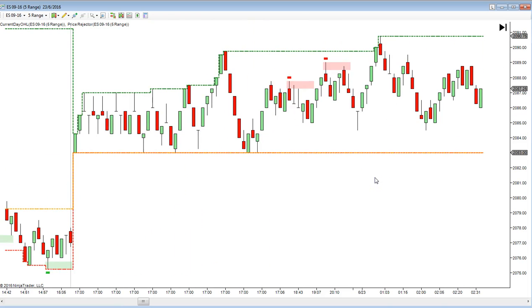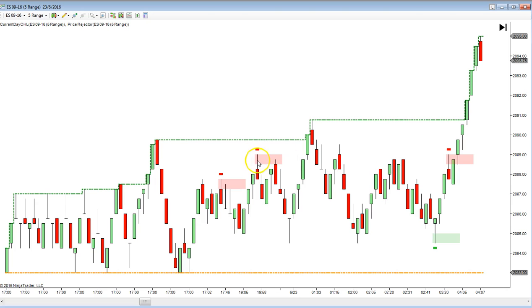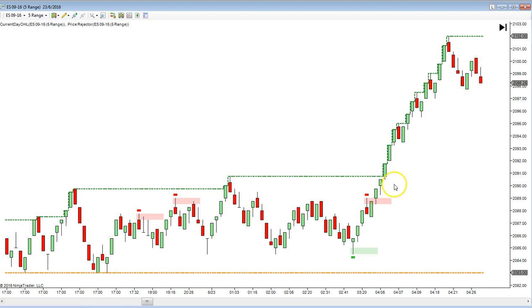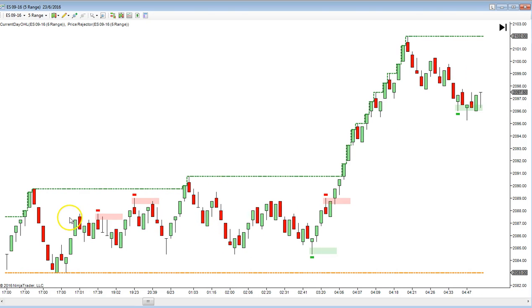Okay, now we're coming into the 23rd. Now it's really funky time, heading into that Brexit action. This is the Asian session, kind of quiet. I said trading minis during the Asian session is sometimes like watching paint dry. It can move very slow. Sometimes it'll move nicely, but the majority of the time it moves very slow.